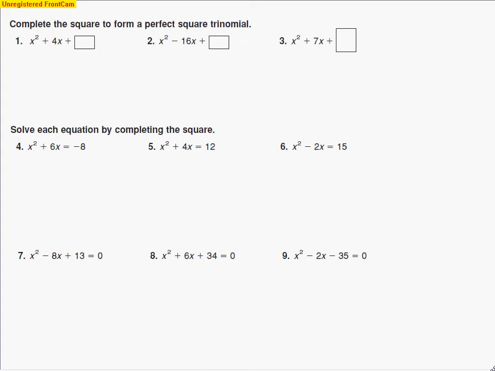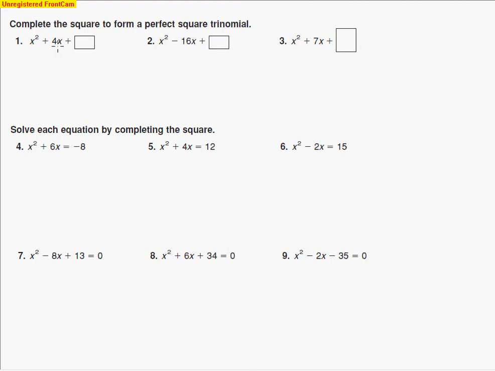Today we are going to learn how to solve a quadratic using another method called completing the square. The first few problems that you're going to do tonight will just be asking what number you have to add to make it a perfect square trinomial. This is a big concept for completing the square. That's what we're doing: we are completing a square. We're making a perfect square trinomial.